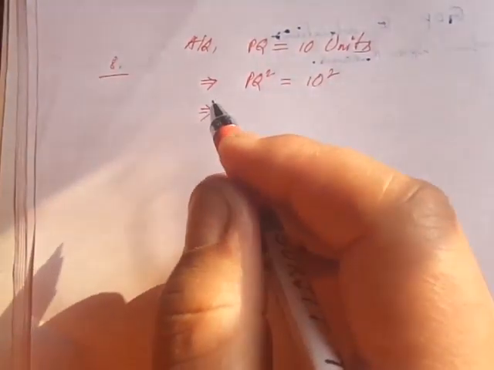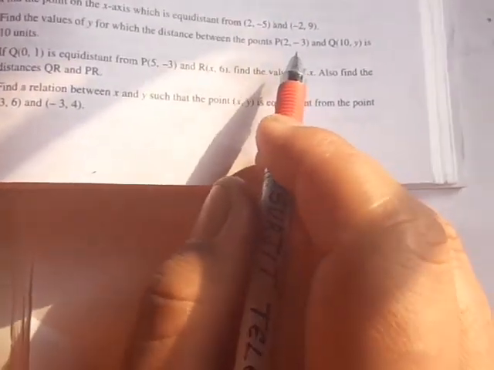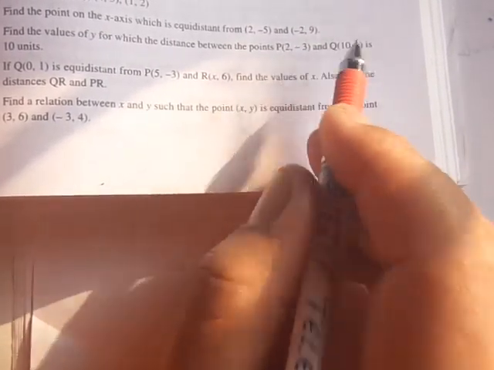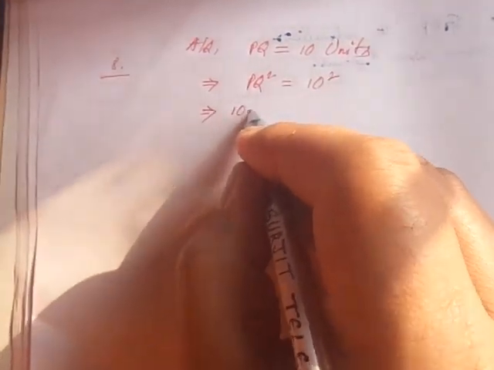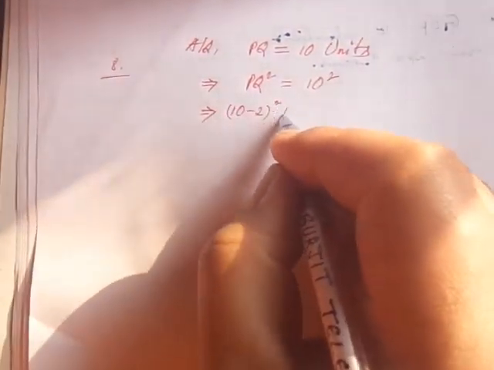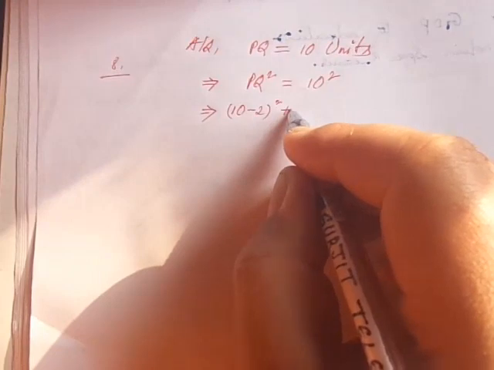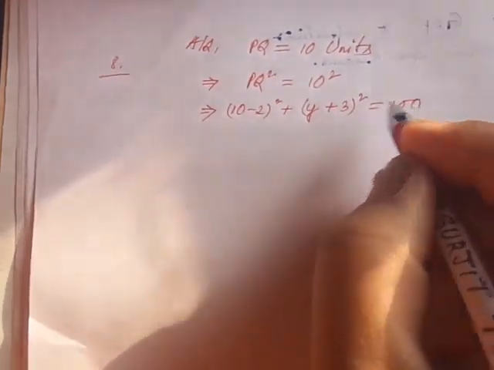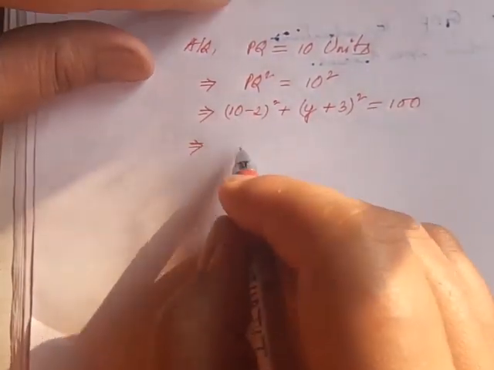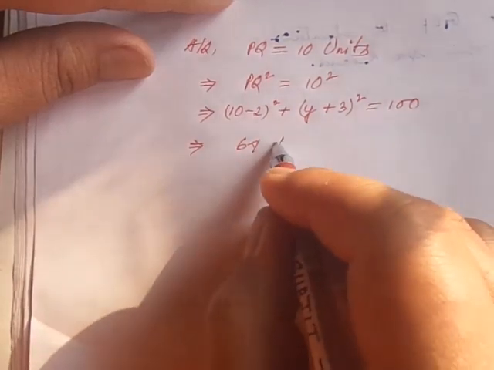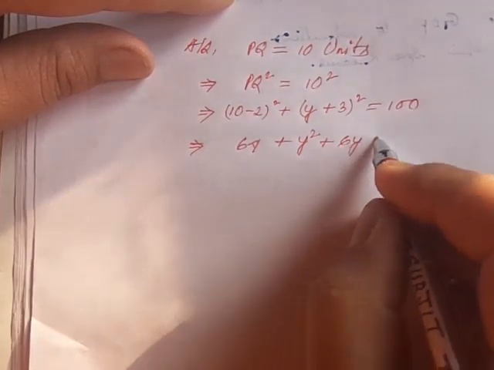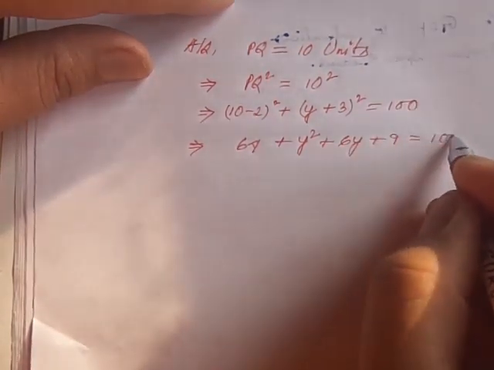So PQ, putting the values: P is 2, and Q is 10, the difference of these two. So we can write 10 minus 2 whole square, then plus, this is minus 3 and y is bigger, so y plus 3 whole square equals 100. Now from here, this is 8 square, which is 64, and plus a square plus 2ab, so this will come as y square plus 6y plus 9 equals 100.